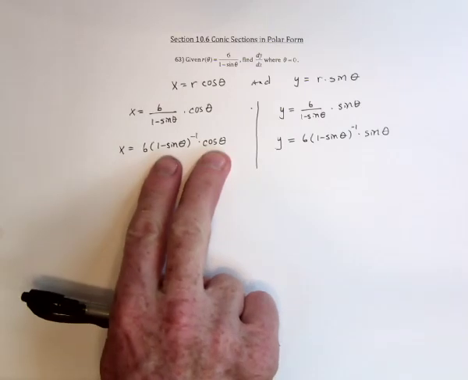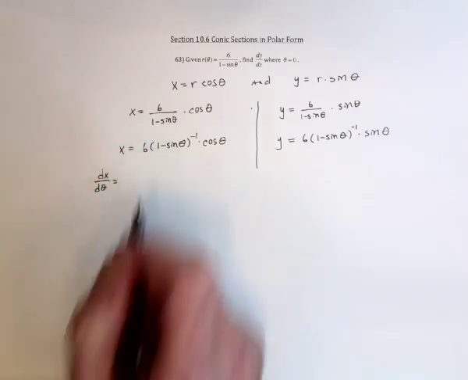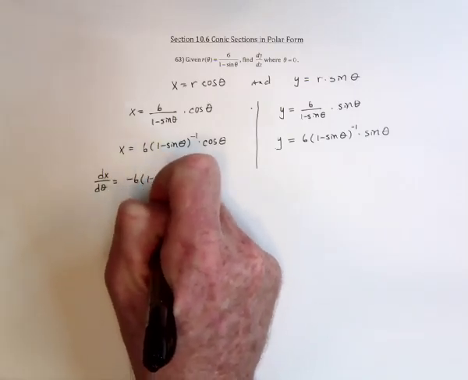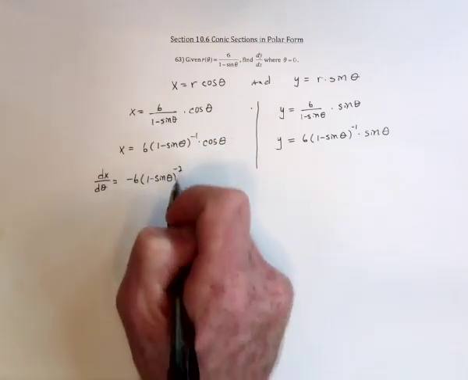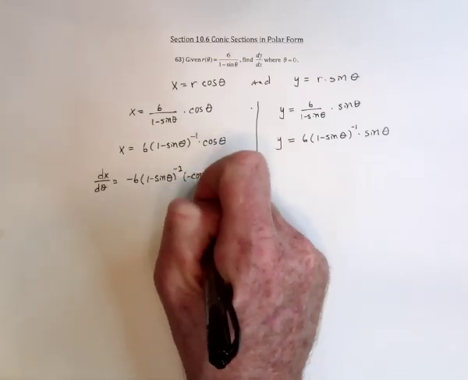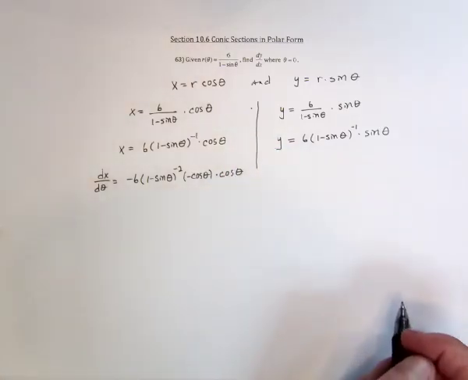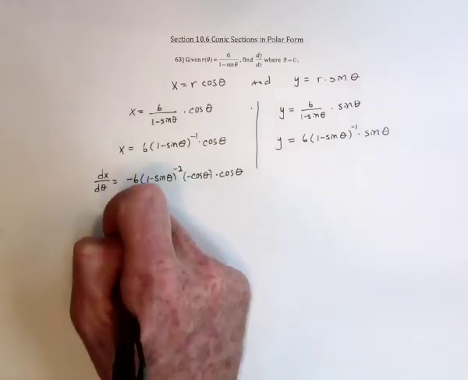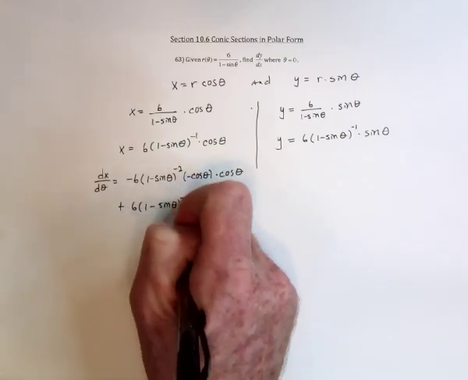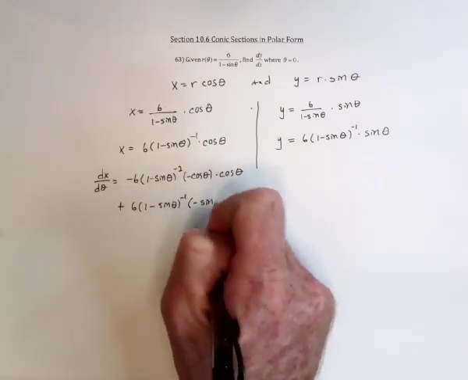So over here, use the product rule. So we would get dx d theta is equal to, take the derivative of this, it's going to be negative 6, and then 1 minus sine of theta to the negative 2. You then need to take the derivative of the inside, which is going to be negative cosine of theta, and then leave this cosine of theta alone. So at this point we're halfway done with the product rule. Then say plus, this time leave the 6 and 1 minus sine of theta to the negative 1 alone, and then take the derivative of this, so it's going to be negative sine of theta.